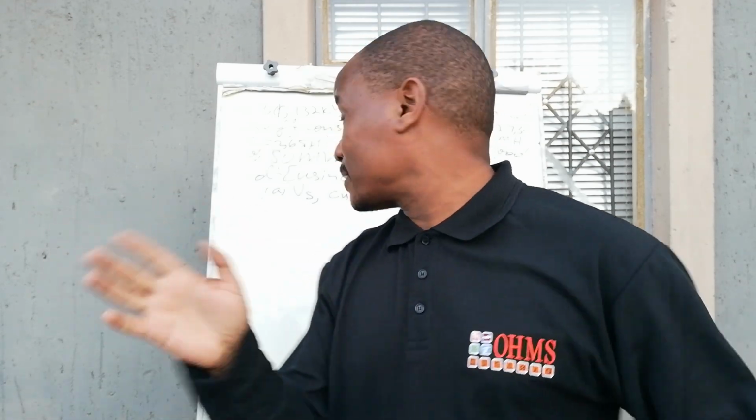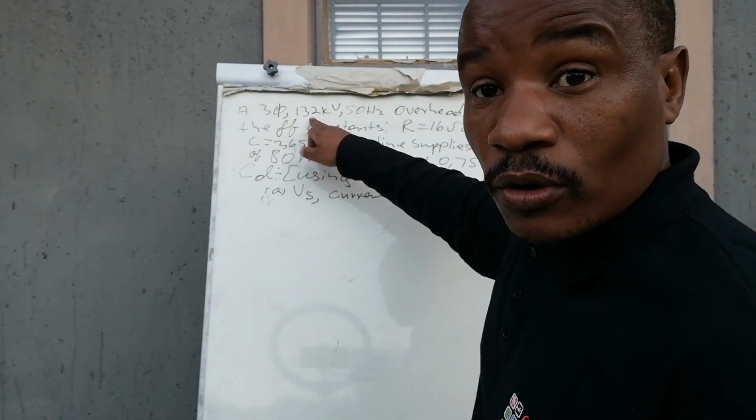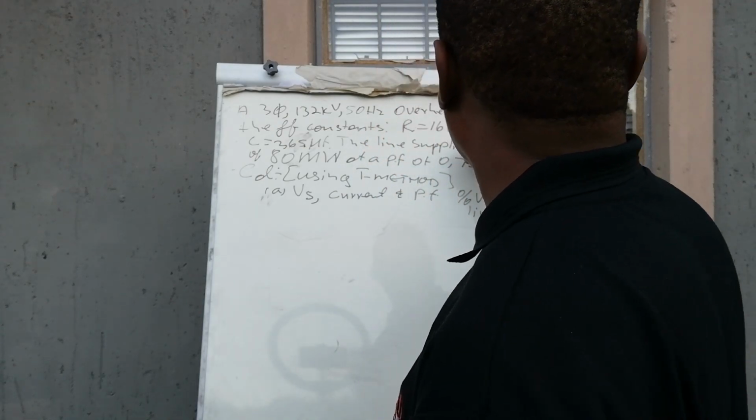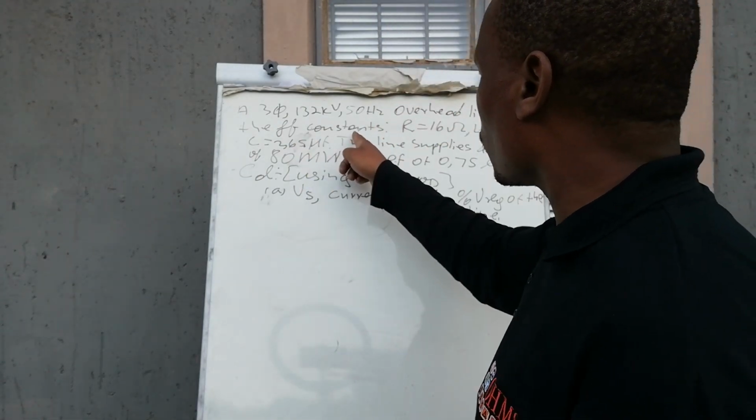Who knows? But this is a long transmission line, and the 50 hertz overhead line has the following constants. By constants, we mean parameters. What are the parameters of a transmission line? We've got the resistance and we've got the reactance. The reactance is capacitive reactance and inductive reactance. Those are the parameters of the line.